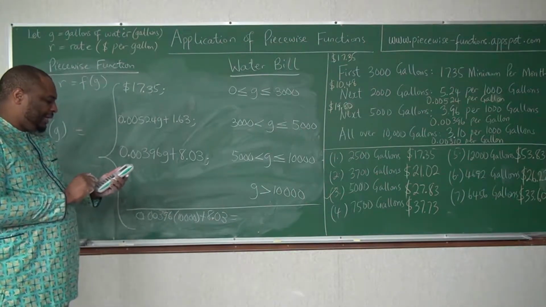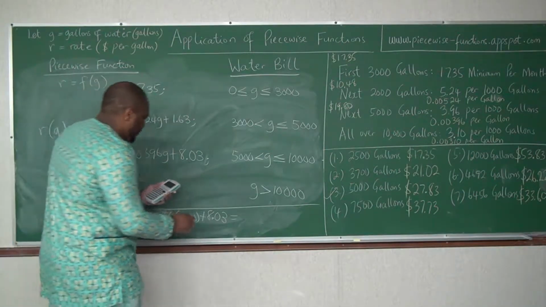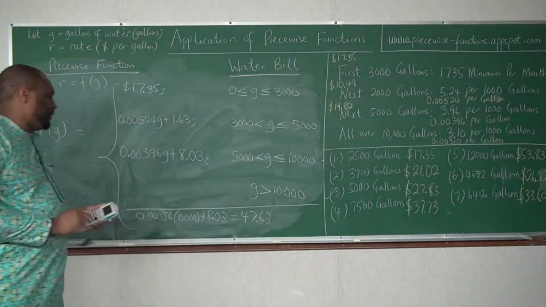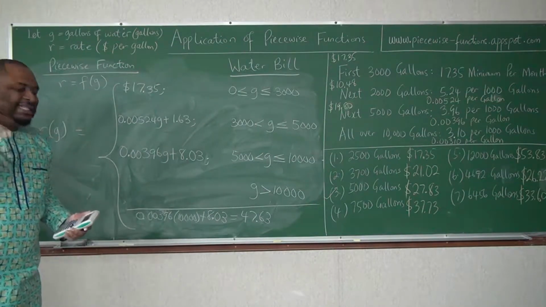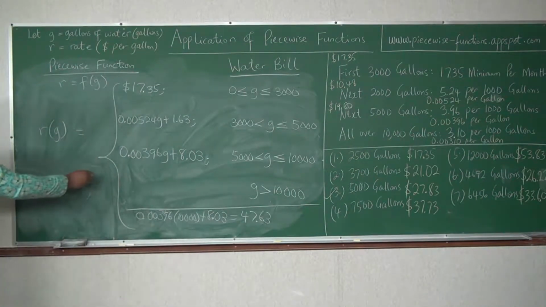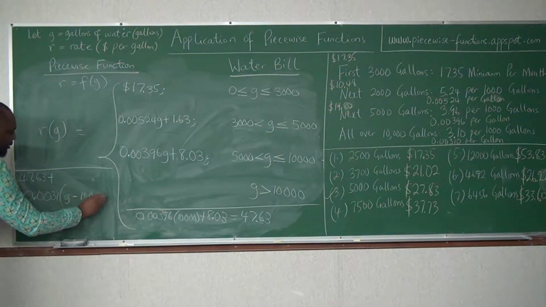That is 39.6. 39.6 plus 8.03 is 47.63. You must pay 47.63 first. Then you now have 47.63 plus 0.0031 on any gallon over 10,000 gallons.